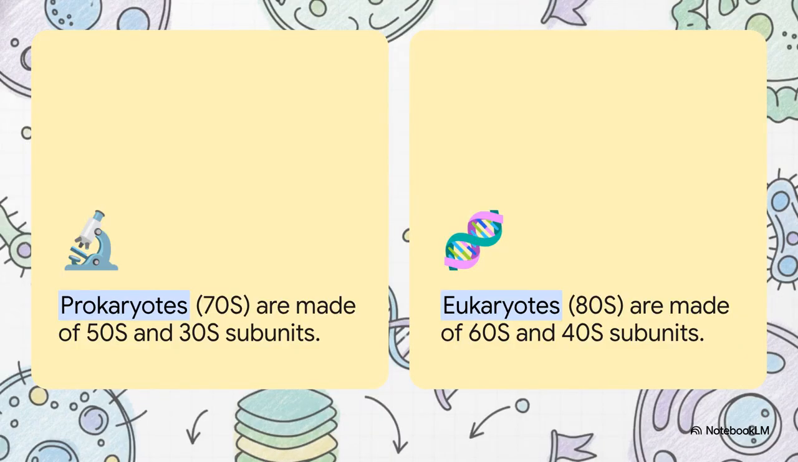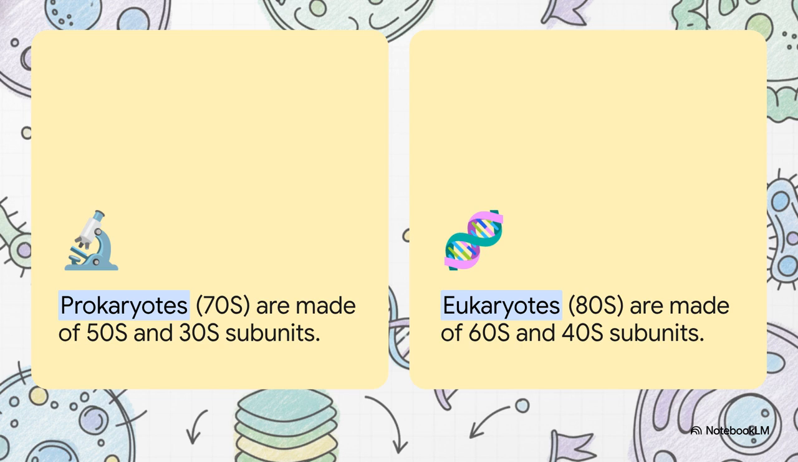While we're on the topic of these cellular components, let's look at the protein factories, the ribosomes. You're going to notice some completely counterintuitive math here. Prokaryotic ribosomes are 70S, and they're made of 50S and 30S subunits. Wait a second, 50 plus 30 equals 80, right? And for eukaryotes, the 80S ribosome is made of 60S and 40S subunits.